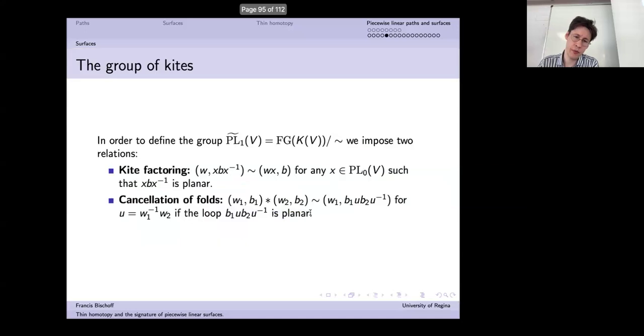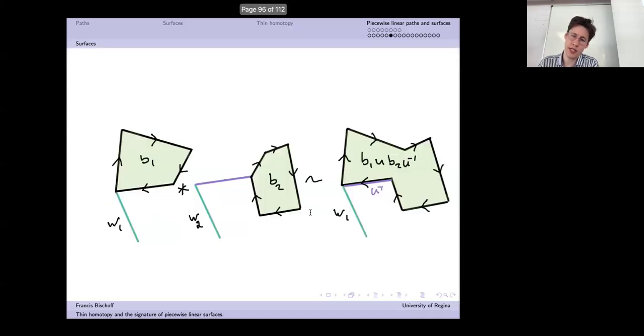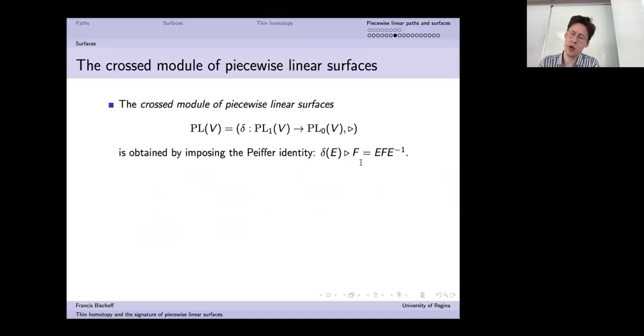Okay, so this gives you a pre-cross module of groups, and to get a cross module, you just impose the Pfeiffer identity. That's another part of the quotient. You have to impose an extra relation, which is the Pfeiffer identity, and that gives you the cross module of piecewise linear surfaces.